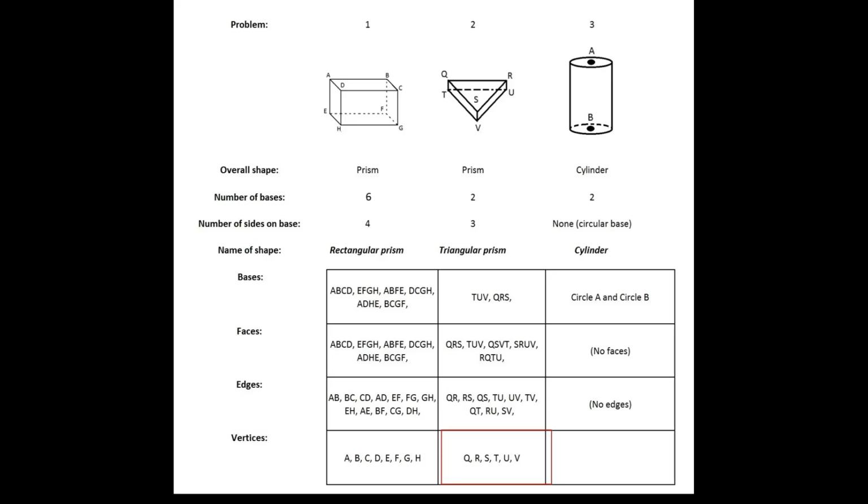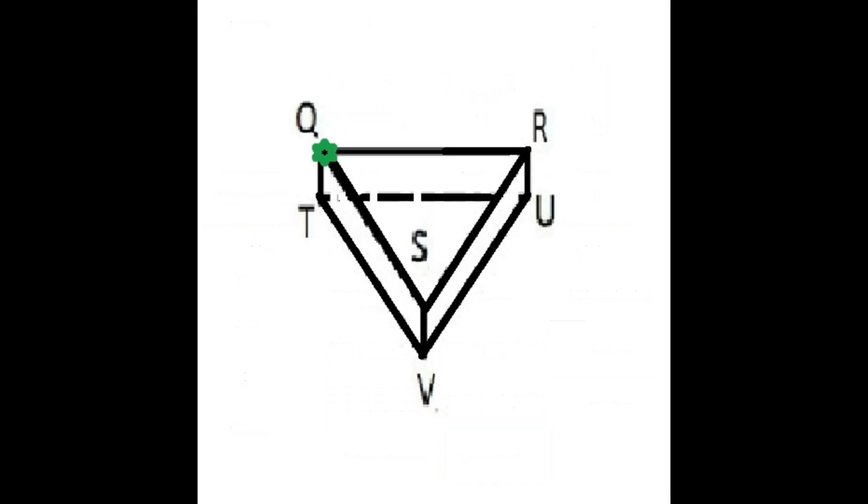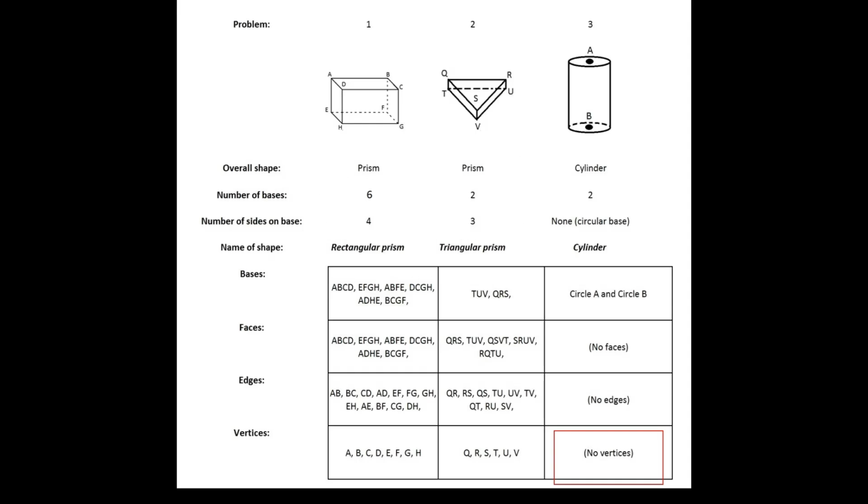Here's our set of vertices for the triangular prism. Let's take a look. Here's Q, here's R, S, T, U, V. That's it. And there are no vertices on a cylinder because there's no corners. And that is it for this particular problem.